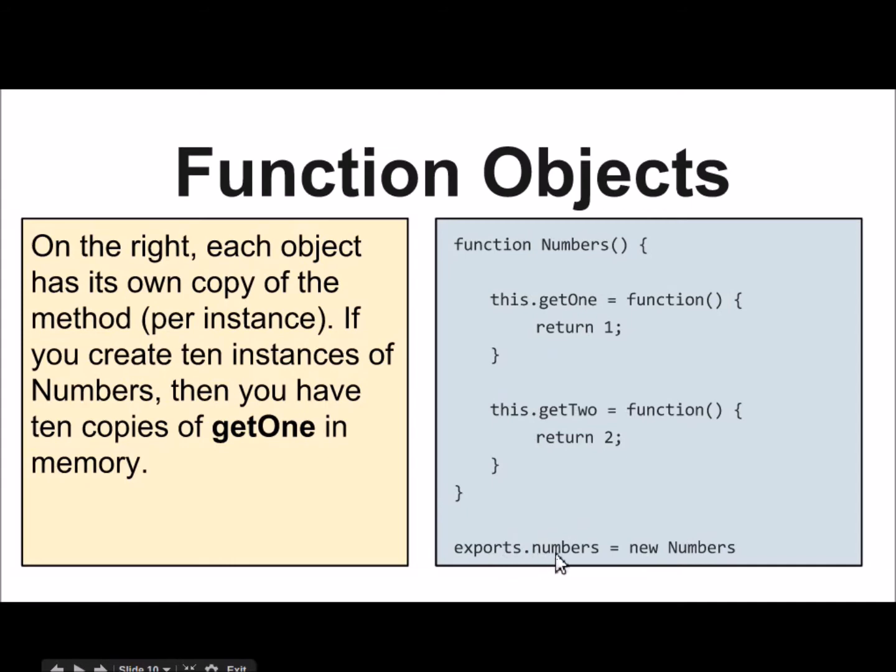And in this particular case, we're naming this particular thing numbers. It would still work if we took away the name, but we just call it with different syntax on the other end when we require it. And here we can see we do this.get1, this.get2. When we use this syntax, then each instance of the numbers object that we create with new will have its own unique copy of the get1 method, okay?